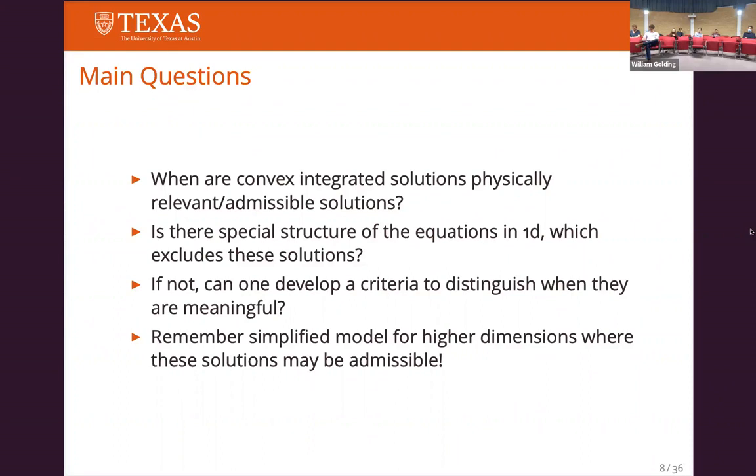And we don't know how to do this process in 1D. So does that mean there's some special structure in 1D that rules this out? And even if there isn't, is there a meaningful criteria that you can develop to say when they are physically relevant or admissible, things like this? And in the back of our minds, we want to go to higher dimensions. So we want something that behaves nicely, but maybe it's just a bit simpler in this case.